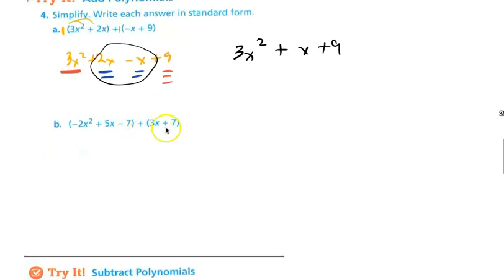Same thing over here. We're just going to do this one real quick. The only terms I can add up are the 5x and the 3x, and then negative 7 with the positive 7. Now, if there was a negative here, I would distribute the negative first. But since this is a plus, it's like distributing a 1 to both of them, so it doesn't really matter. In this case, I'm going to get negative 2x squared plus 8x. And that's it, because the negative 7 and positive 7 cancel out. Notice I put it in standard form: highest power first, then power of 2, power of 1, then power of 0.